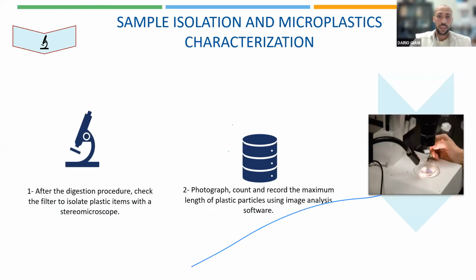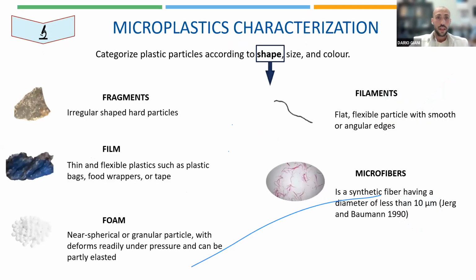Finally, we move to the isolation and characterization of the microplastic particles. After the digestion procedure, we check the filter to isolate plastic items with a stereo microscope. Then we photograph, count, and record the maximum length of plastic particles using imaging software. And then we categorize our plastic items according to shape, size, and color.